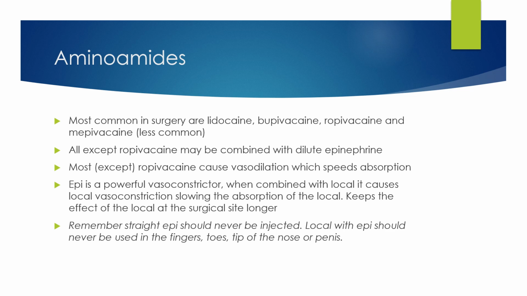Okay, all except ropivacaine can be combined with diluted epi, usually 1 to 100,000 or 1 to 200,000. And also most except ropivacaine cause vasodilation, which can speed up the absorption. So epi, as we know, is a very powerful vasoconstrictor. When it's combined with local, it causes a local vasoconstriction, which slows the absorption of the local. That keeps the effect of the local at the surgical site longer because we are constricting those vessels, so it is not going to spread out as fast.